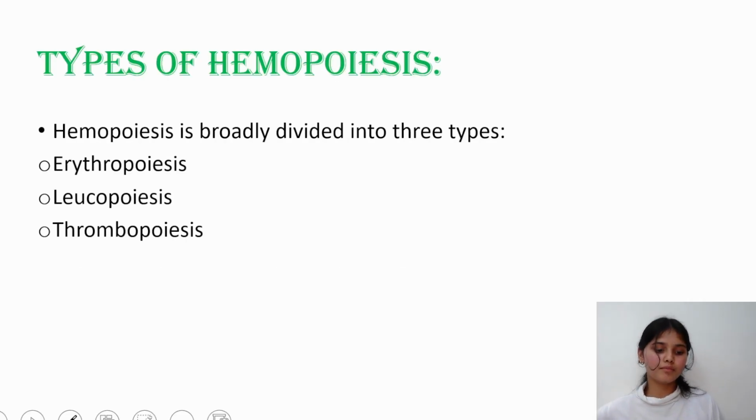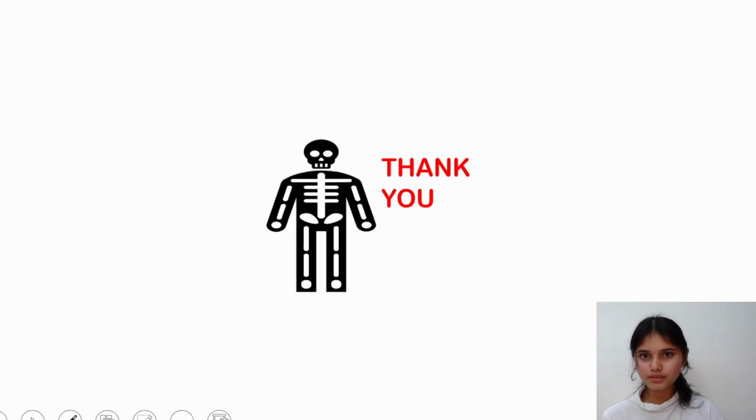Now, types of hemopoiesis. Hemopoiesis is broadly divided into three types. I've already told you this at the beginning of the chapter: erythropoiesis, formation of RBCs, leukopoiesis, formation of WBCs, and thrombopoiesis, formation of platelets. I know it has been a little confusing, but trust me, do not panic. In the upcoming units these are just a foundation, and you're going to get familiarized with these words.